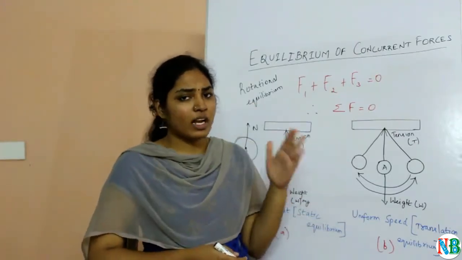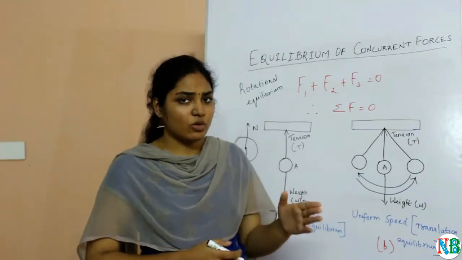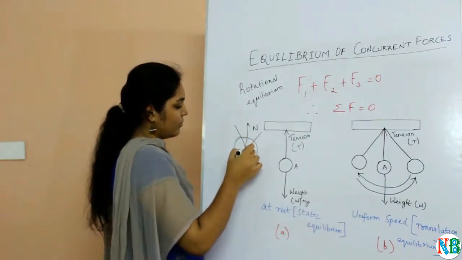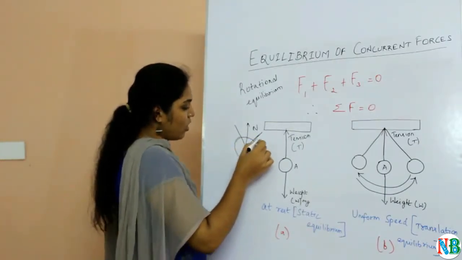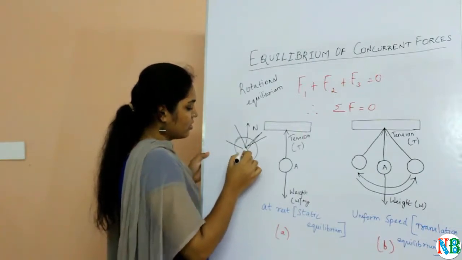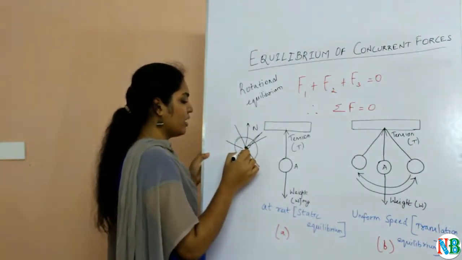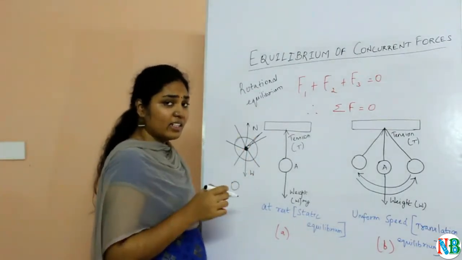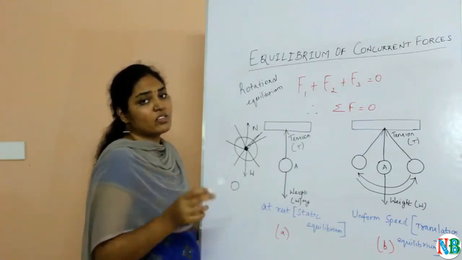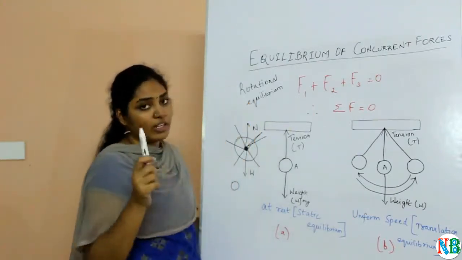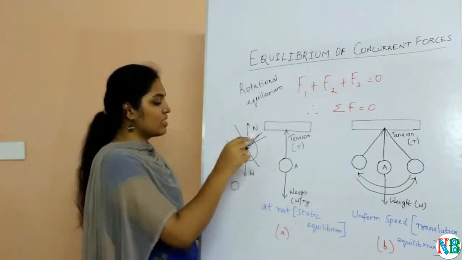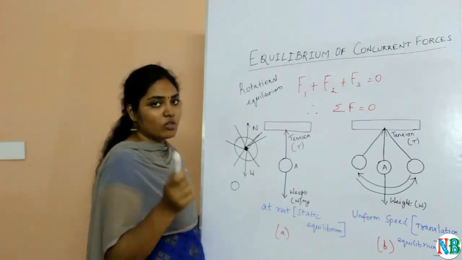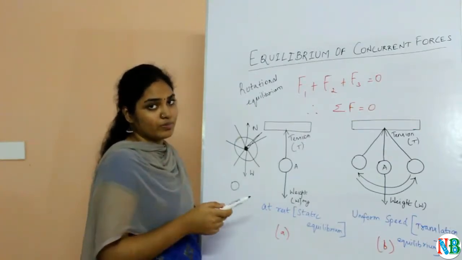And what is a concurrent force? Concurrent forces are forces that pass through a common point in an object. This is the common point, and these forces are passing through it. The net resultant should be 0 for equilibrium of concurrent forces. The forces pass through the common point of an object, and the resultant force of those forces should be 0.